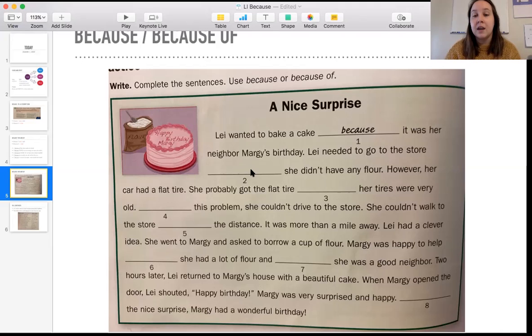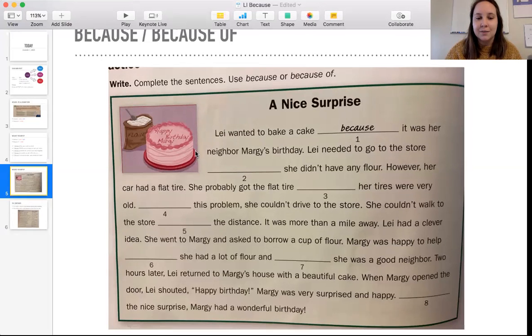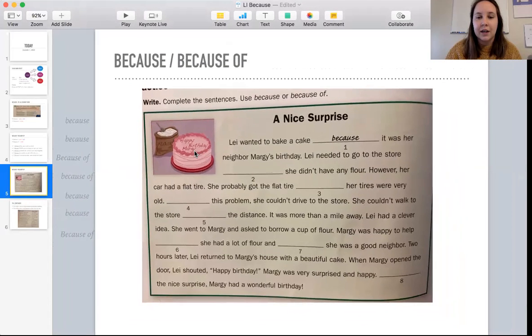Because or because of. So pay attention. Is there a noun and a verb or only a noun? Go ahead and pause the video. Finish this. You can do it in your book or on a piece of paper, whatever you want, and then restart the video to check. All right, let's take a look.